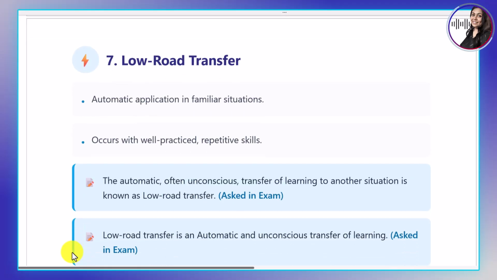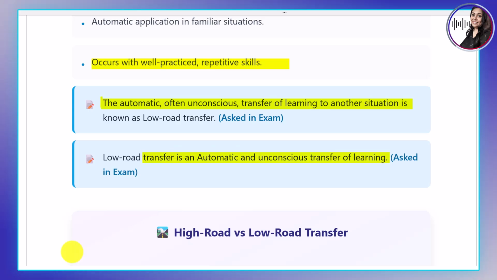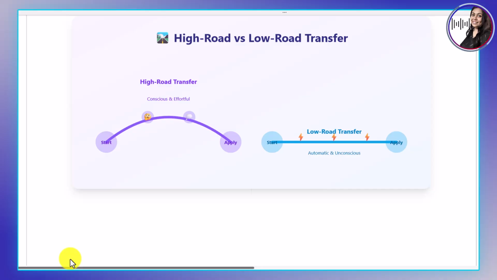On the other hand, low road transfer occurs automatically and unconsciously. It happens when skills have been well practiced and become habitual. For example, applying basic reading or typing skills across tasks without conscious effort reflects low road transfer. Exam definitions clearly state that low road transfer is automatic and unconscious, a point that has been asked in exams.